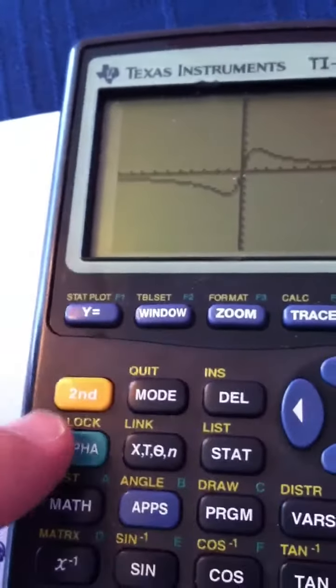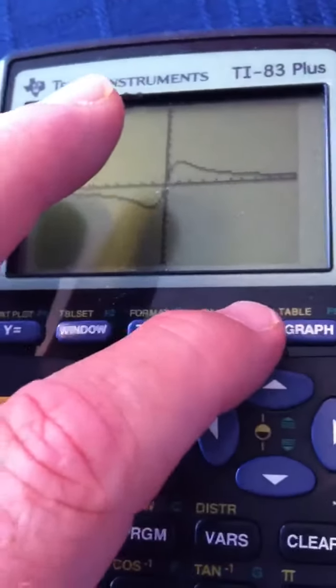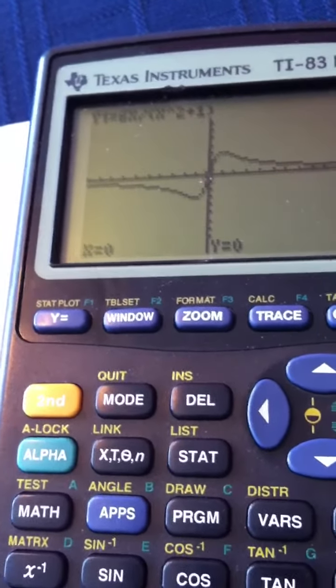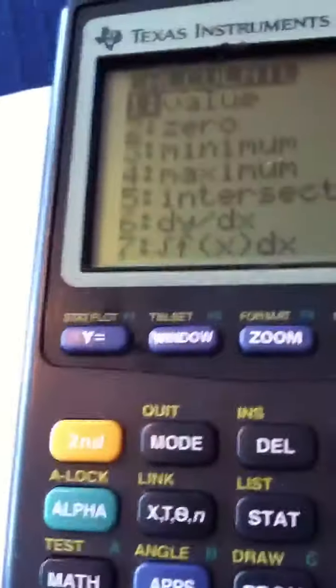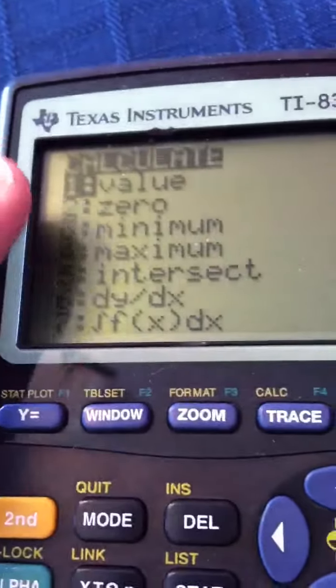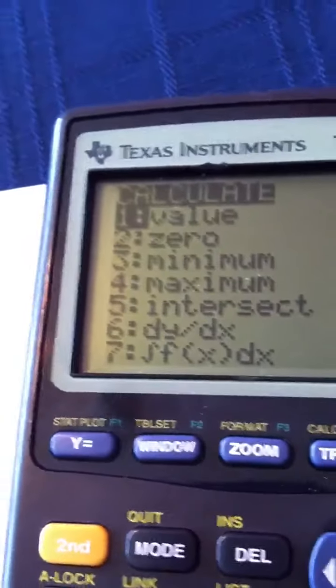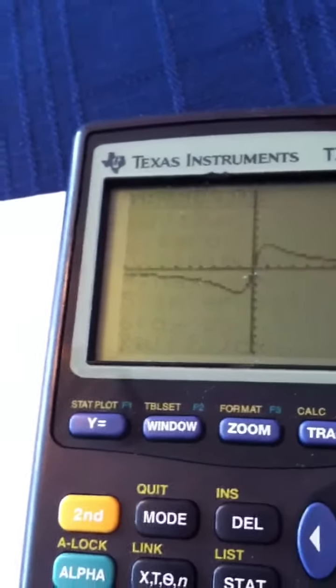So to do that, I'm going to hit second function calculate. Okay, let me try it again. Second function, trace, there we go. Now I'm in the right menu. I got there by hitting second function trace, and I'm going to pick option 4 for maximum.